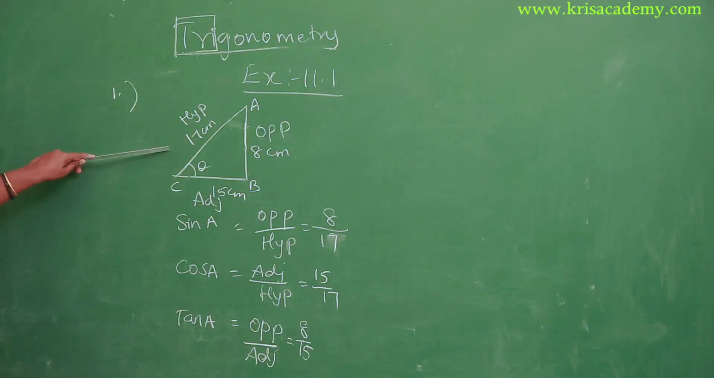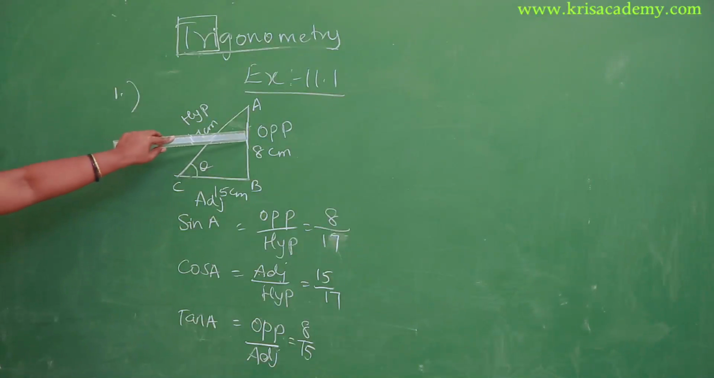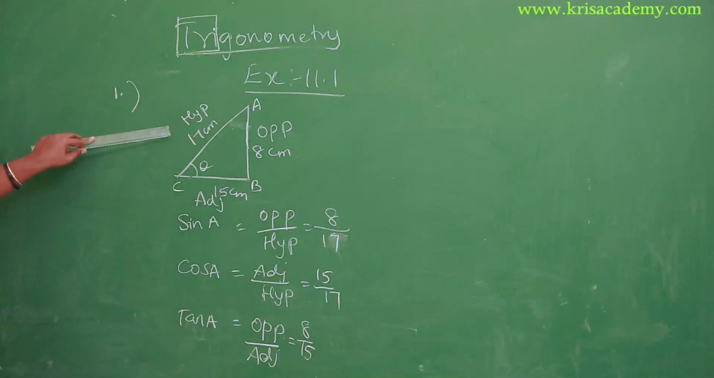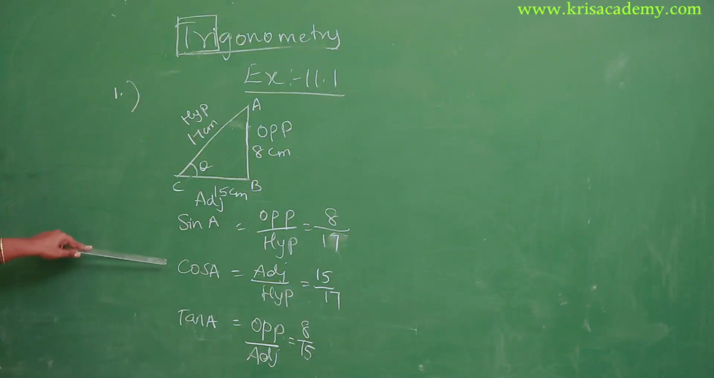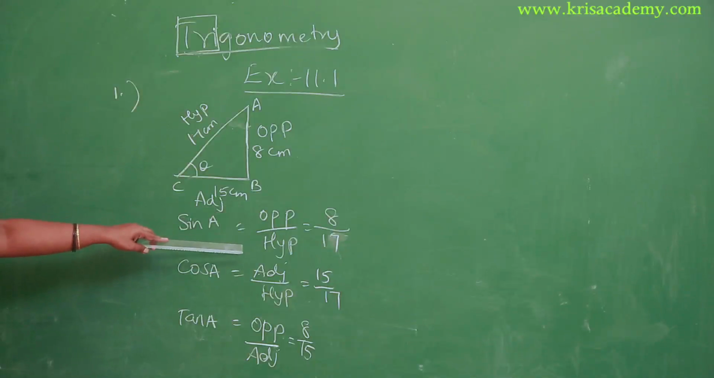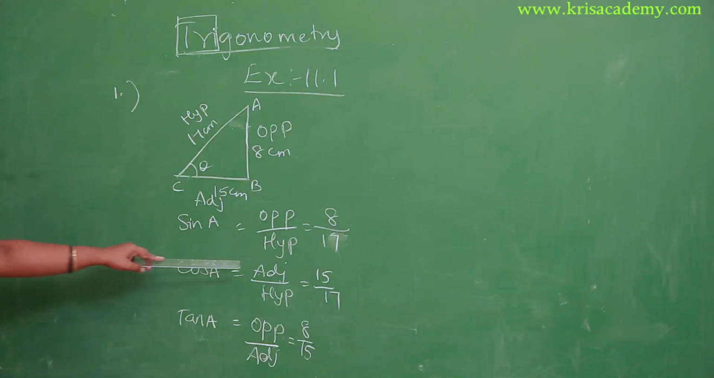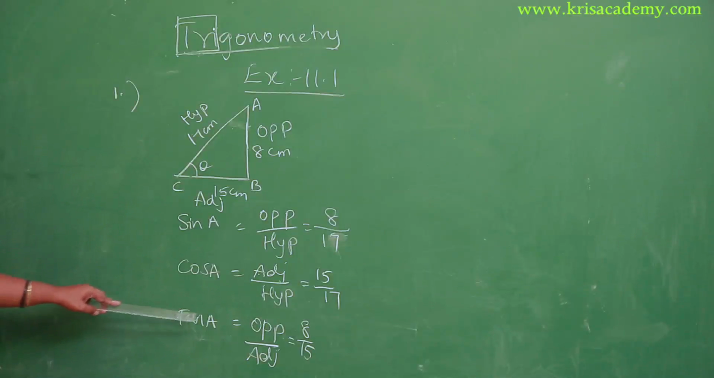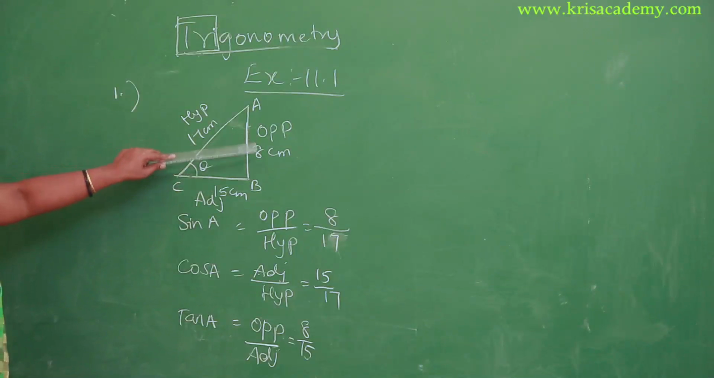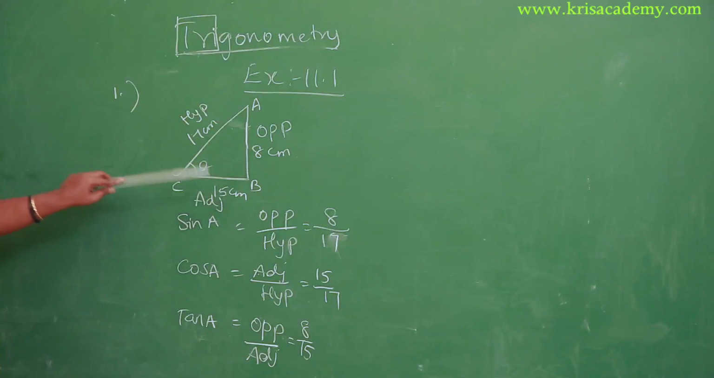They will give the diagram and write the sides also. You need to first identify which is opposite, which is adjacent and which is hypotenuse. After that you need to write the trigonometric ratios. Sin A is opposite by hypotenuse, learn as SOH. Cos is CAH. Tan is TOA. Just see the sides and write the values as given in the figure. Opposite value is 8, adjacent is 15, hypotenuse is 17.